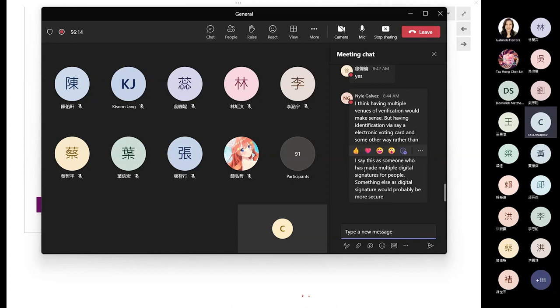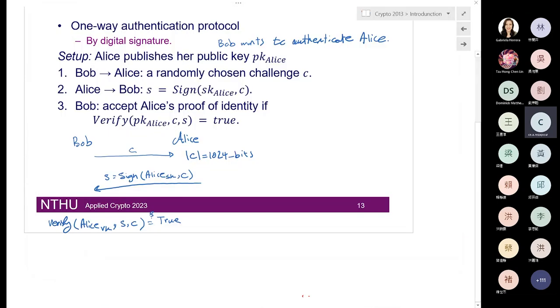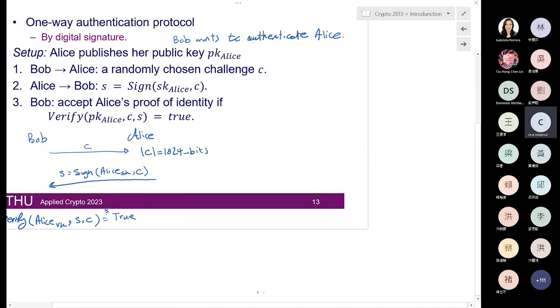Okay, so there is another opinion. I say this as someone who has made multiple digital signatures for people. Something else than the digital signature would probably be more secure. Well, yeah, we are assuming that this is the digital signature. Yeah, but I agree there would be better schemes to do this, but now that we've just learned digital signatures, we want to see if there is anything wrong with this scheme, and there's no problem as I can see in a secure way of what is going on with the system.